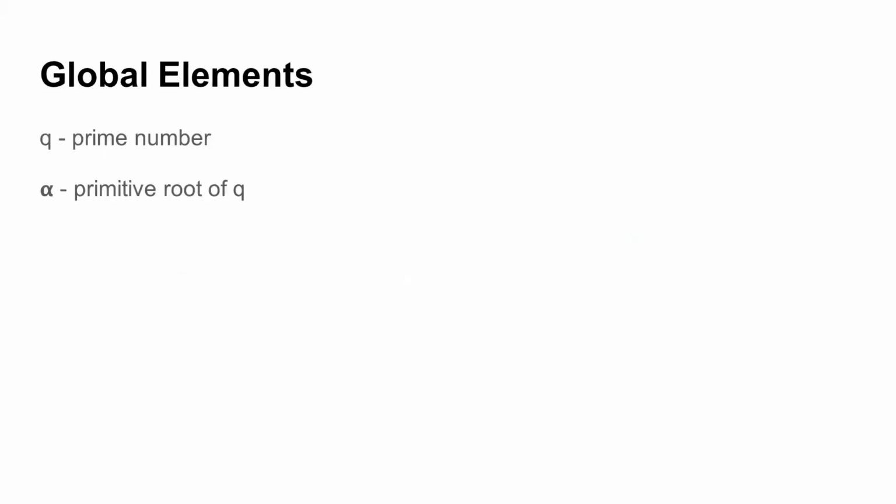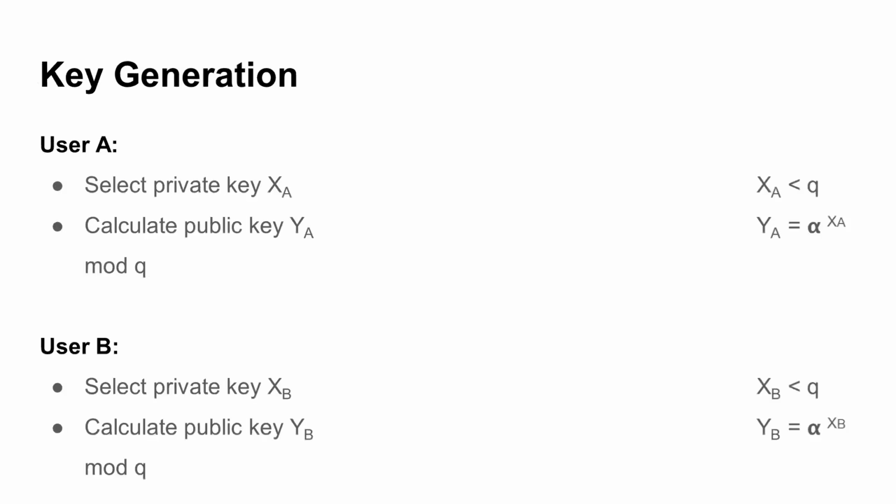So what are the global elements is Q will be a prime number and alpha will be primitive root of Q. So here you will be having key generation, user A and user B. So it is a very important question. It is easy and it is very simpler to do also.